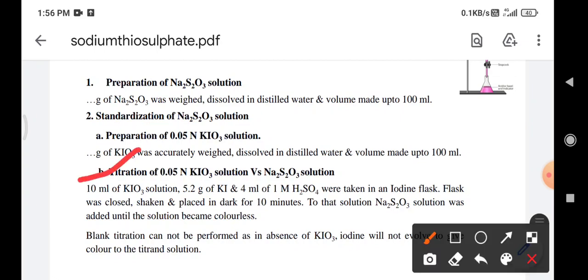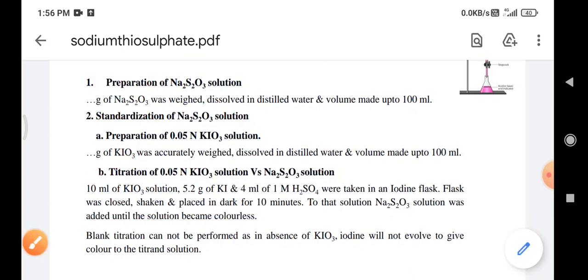Now for the titration of 0.05 normal KIO3 solution versus sodium thiosulphate solution, the procedure is we can take 10 ml of KIO3 solution, 5.2 gram of KI and 4 ml of 1 molar H2SO4 were taken in the iodine flask. The flask was closed, shaken and placed in dark for 10 minutes.